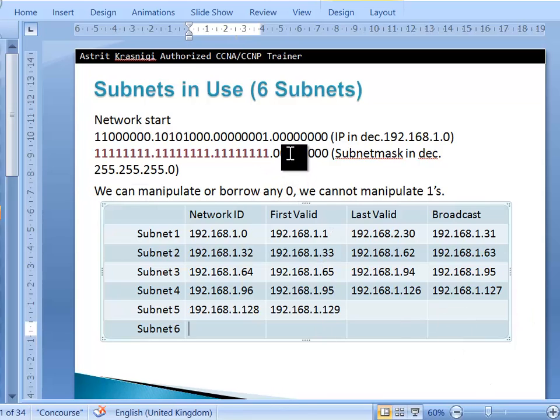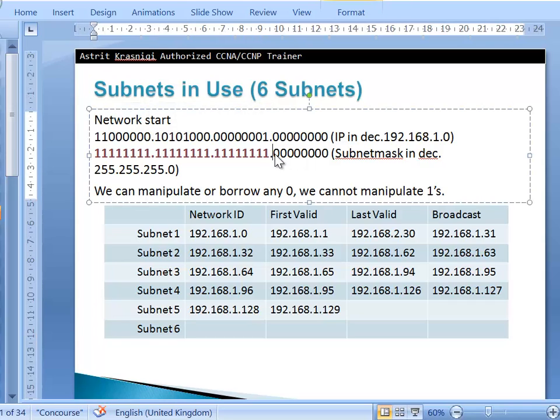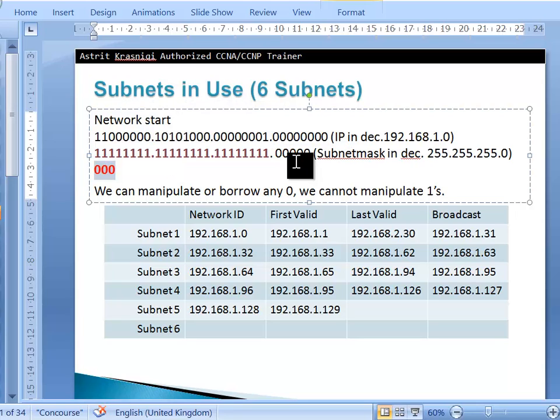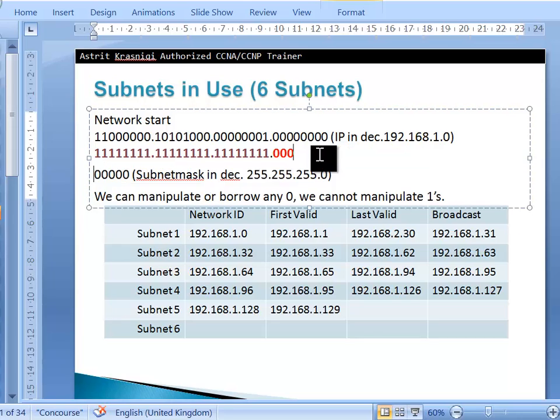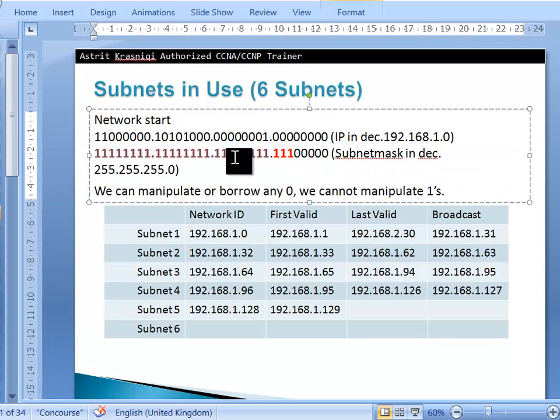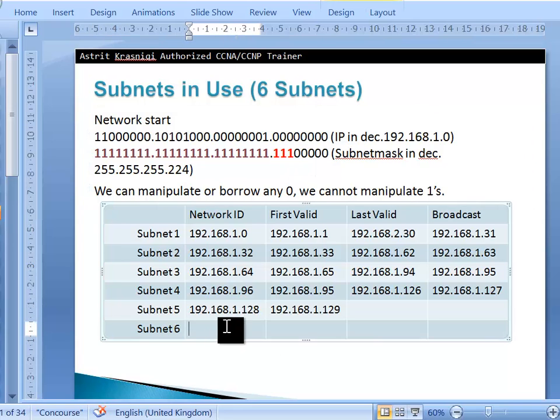Subnet 6 network ID is subnet 5 plus the 1 there. Oh, I deleted the 1. Let me just put it here. We borrowed 3 bits, yeah? 3 bits. Let me put them in red, bold. 1, 1, 1, and in decimal was 224. So this bit here was representing 32. So subnet 6 network ID is subnet 5 plus whatever the division, 32, on the 4th octet.